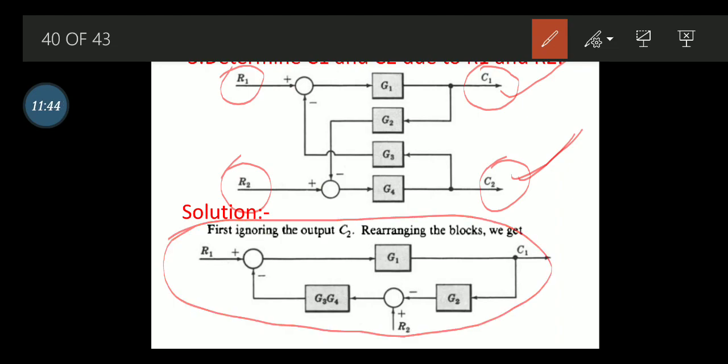So in this case G3 and G4 blocks are in cascade form, so that can be represented in a single block. That product is to be taken, that is G3 into G4. Then here again two input responses are there, that is R2 and R1, and C1 is the single output response.